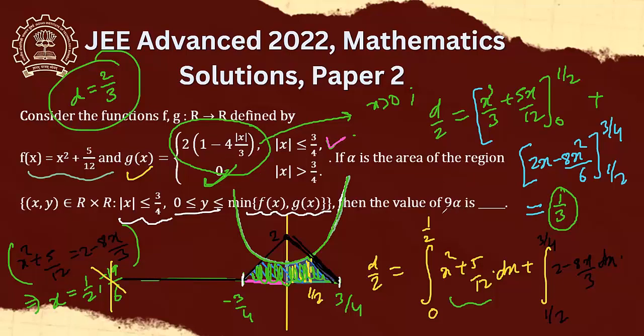I have to find the value of 9 alpha. 9 alpha is going to be 9 times 2 by 3, that is 6. So 6 becomes my answer for this question.